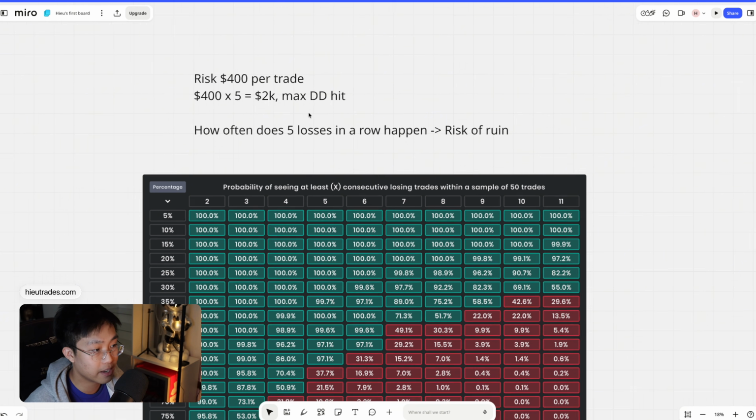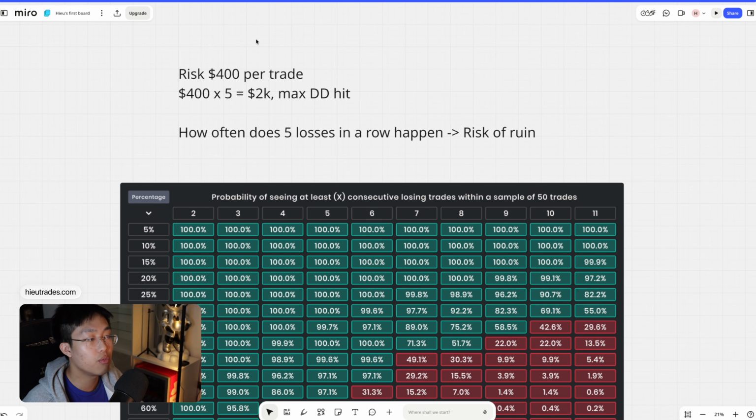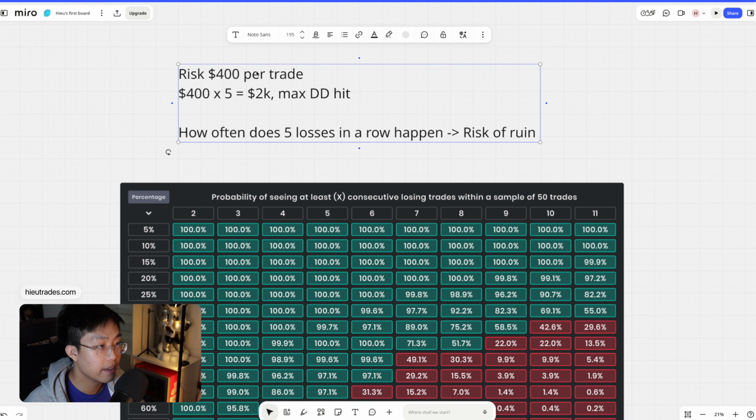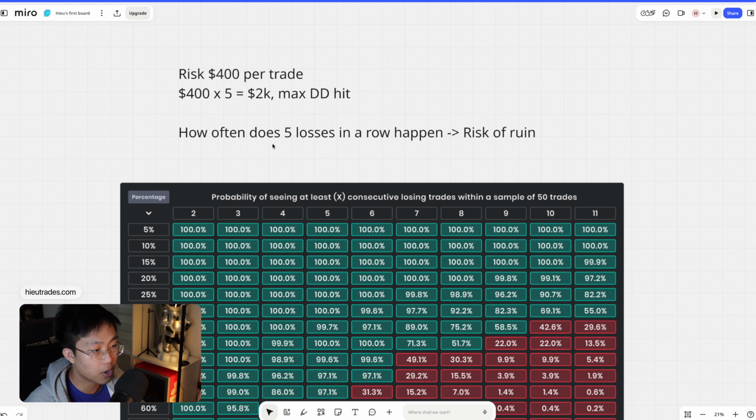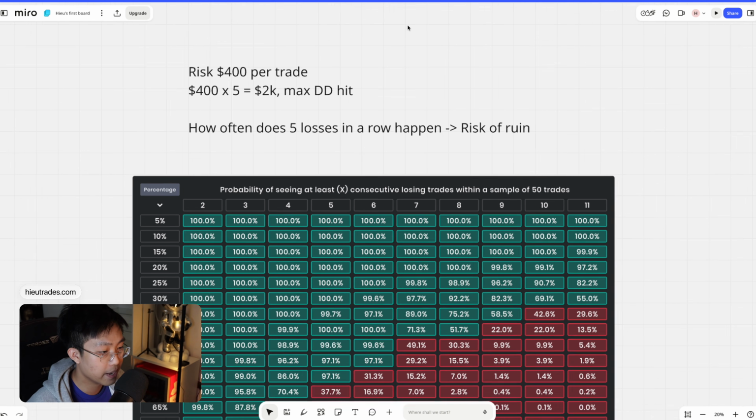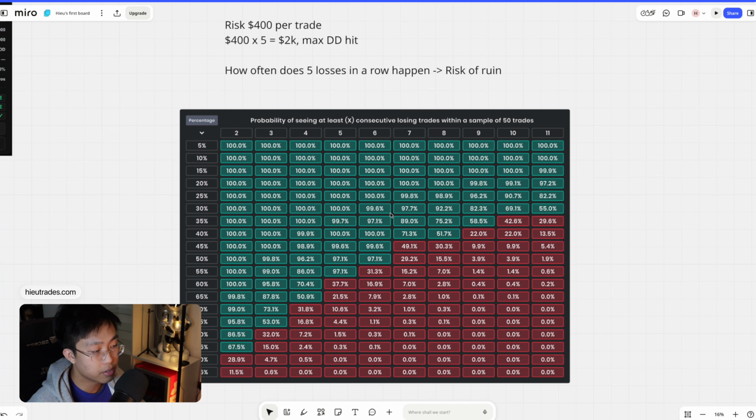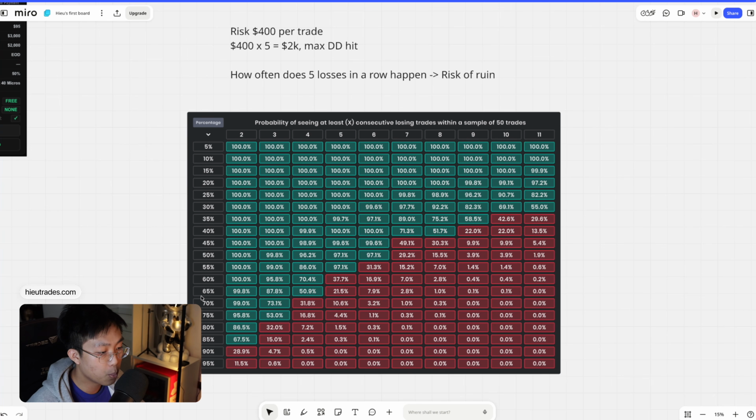If we have a look at an example over here, let's say you are risking $400 per trade. With a $2,000 drawdown, you're going to have to lose 5 times in a row to hit that max drawdown limit. So how often do those 5 losses in a row happen? That becomes your risk of ruin. If you look at this chart over here, this is the probability of seeing at least X consecutive losing trades within a sample of 50 trades. This is your win rate, and this is the number of consecutive losing trades.